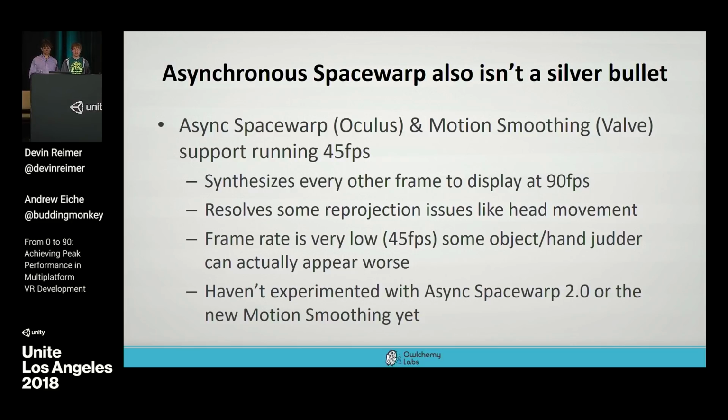But there's some new things that come up here. Because the frame rate is very low, 45, I know it's comical, super low frame rate, but in VR it's very low. Because that is the actual true render rate, things can appear to stutter even more than on PlayStation that runs at 60 reprojected up to 120. So just be aware of that. Very recently, Asynchronous Space Warp 2.0 and Valve's motion smoothing were just announced, and we haven't had a chance to play around with them yet to know exactly what things have got better.